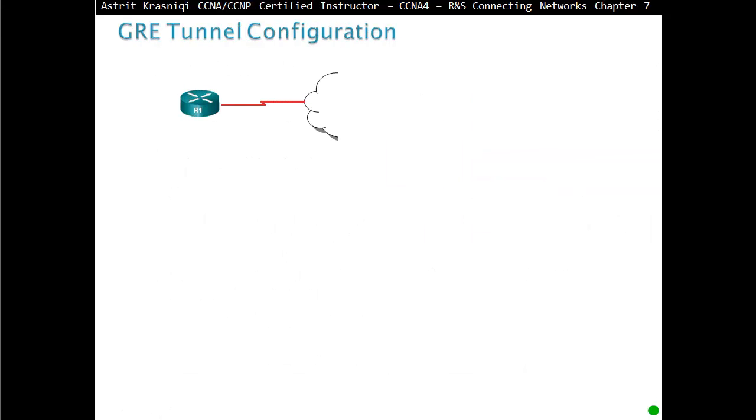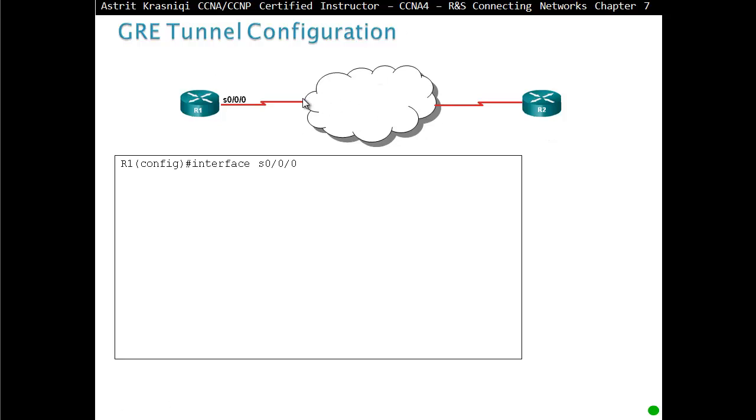To configure GRE, I want you to think of this lab, or this network scenario. We have Router 1 and Router 2, and they're connected through the internet. For example, we go to the physical interface pointing towards the internet, interface S0/0/0, and we give it an IP address. As you can see, this is a public IP address because it's going towards the internet.